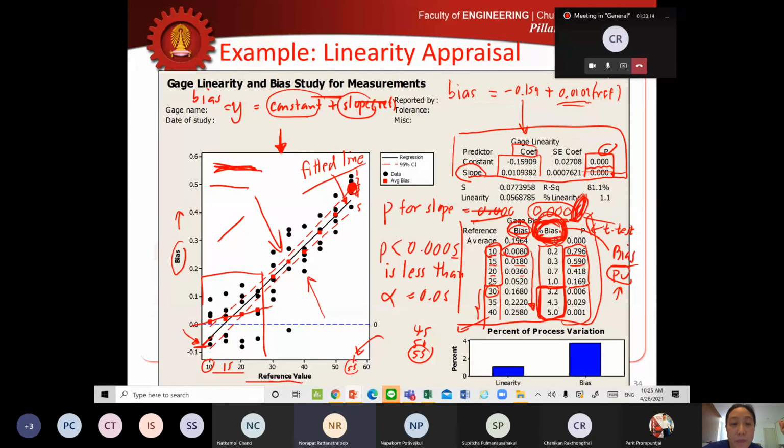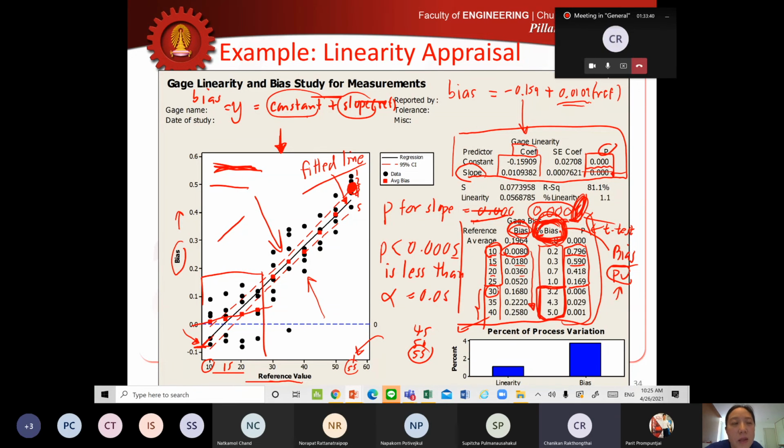Now we will talk about how we make a decision whether we will accept the amount of bias for each reference value.